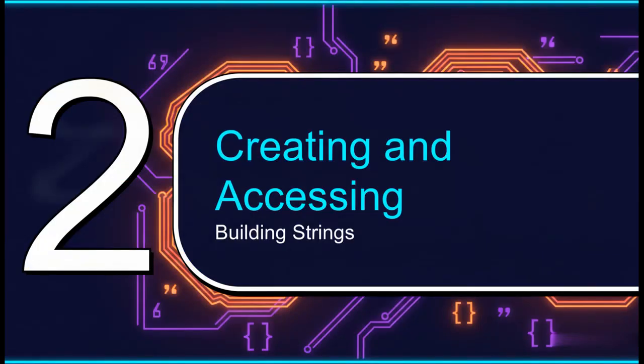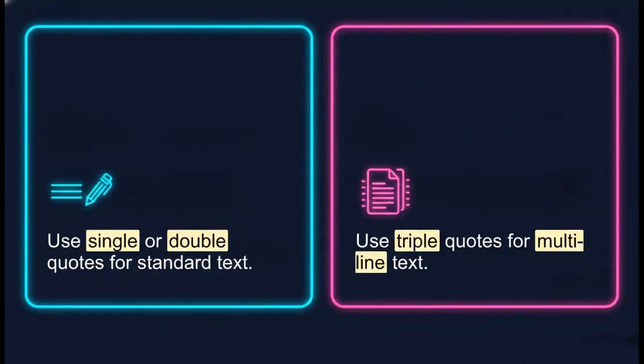Moving on to Section 2, creating and accessing strings. So how do we actually forge these things in Python? Well, for your standard single-line text, you can wrap it in either single or double quotes. Python literally doesn't care. It treats them equally. But when you need to store multi-line text, like an entire email body or a really long message, you're going to want to switch to triple quotes. That gives you the power to hit enter as many times as you want without breaking your code.